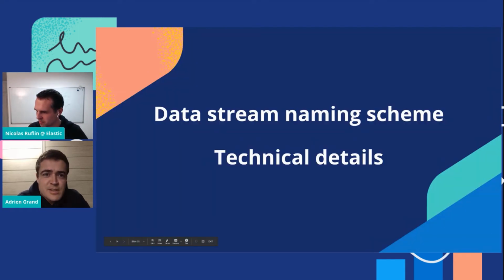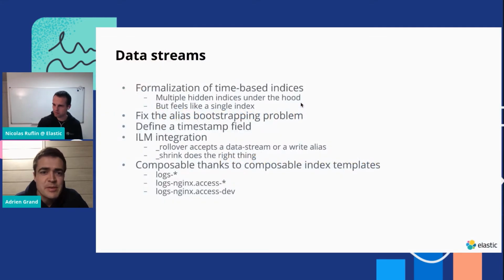Thank you, Nicolas. So let's not talk about the technical details. Nicolas already gave you a bunch of information about that new data stream naming scheme. There are two parts that are important. The first one is the new features that we added, which include data streams, composable templates, and constant keyword fields. The second part is a new convention for how to name data streams.